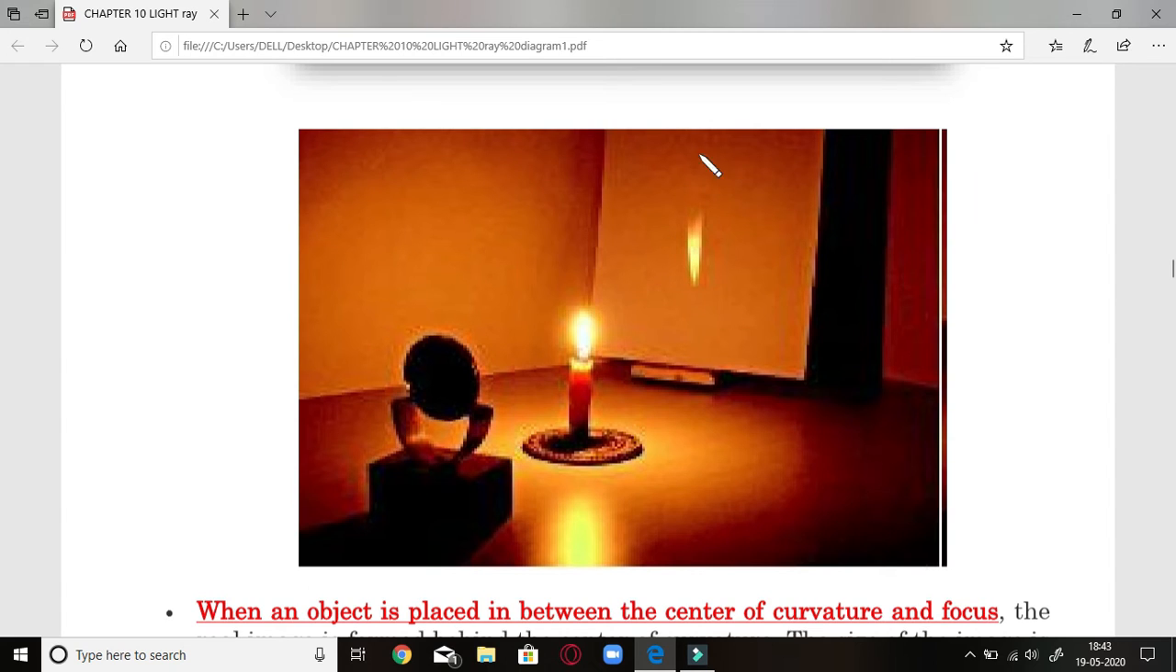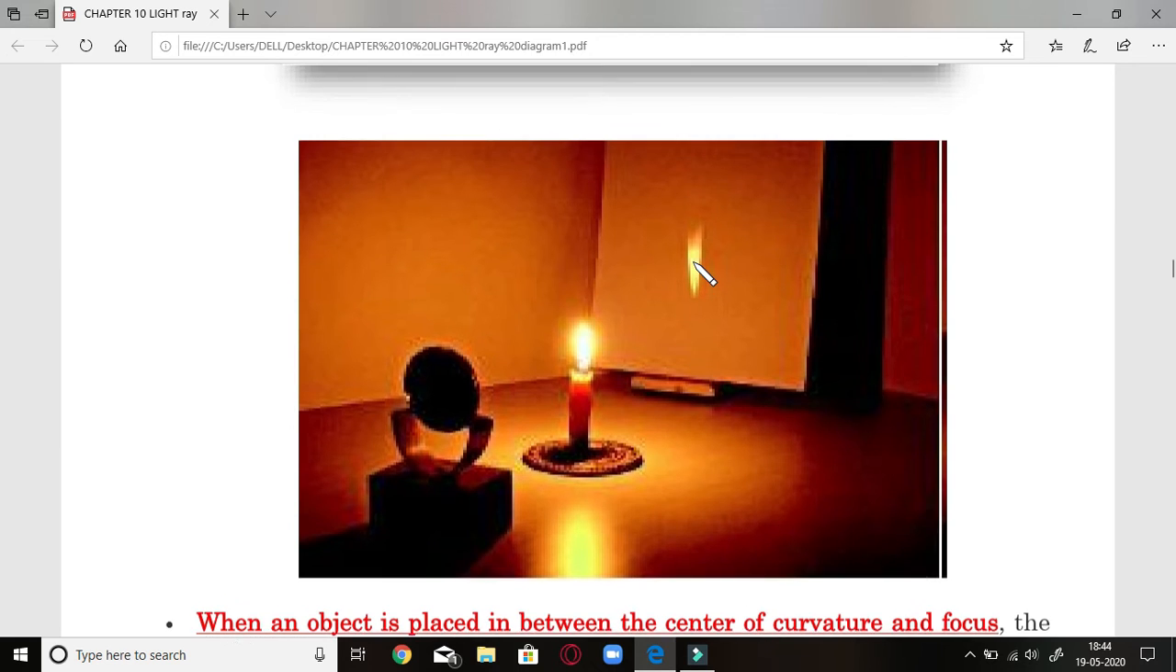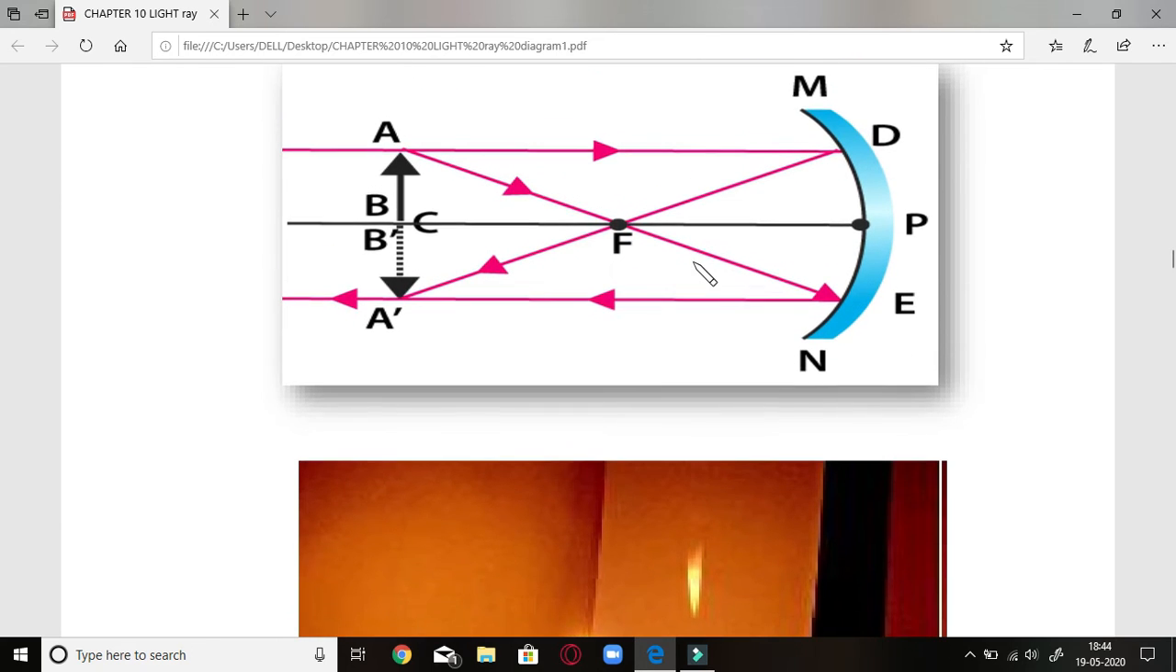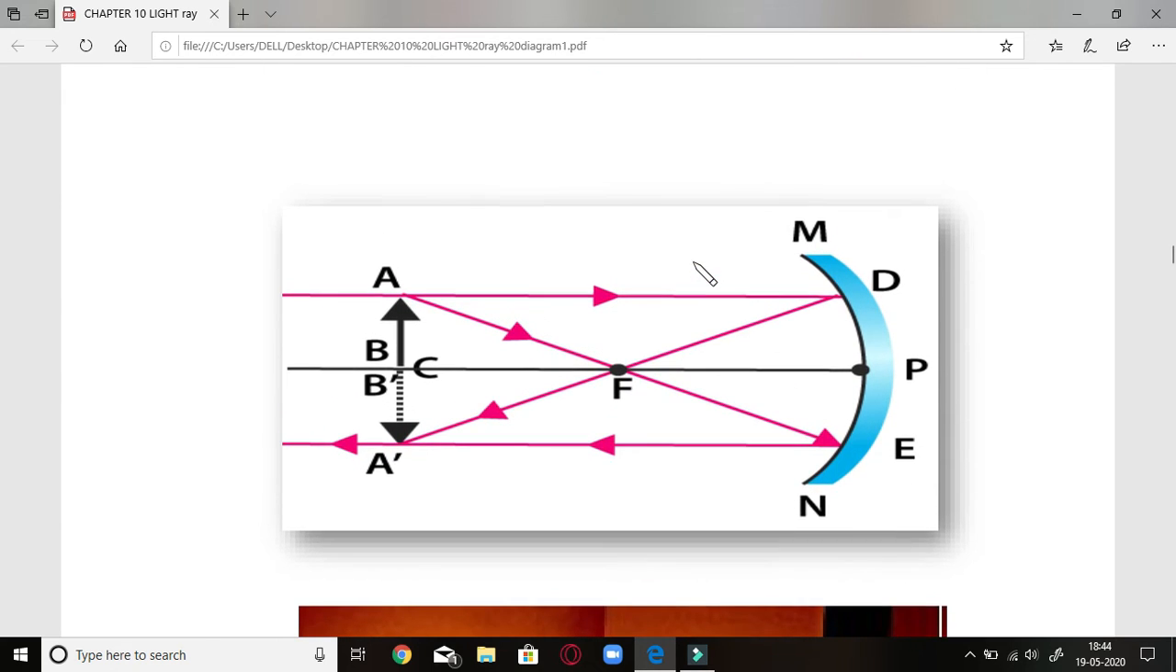Now in this case, this is our screen where the image will be formed. This is the image which is real and inverted. The object, a candle, is there and a concave mirror is placed just before it. Now if you look here, we have placed it at the center of curvature. What you get here is a candle image which is of the same size as the candle. Object size and image size are equal, but the image is inverted and real. The reason is that we have placed it at the center of curvature.